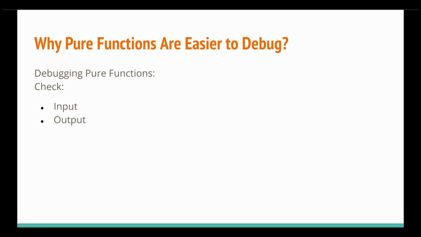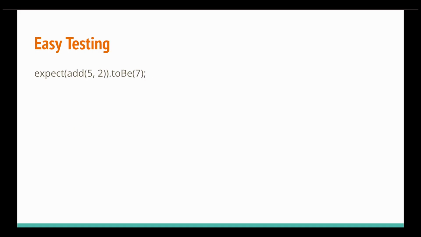Why are pure functions easier to debug? Debugging a pure function is simple. If something goes wrong, you only need to check what went in and what came out. There are no hidden dependencies or global changes. Pure functions are also extremely easy to test. You don't need a database, APIs, or global variables. Just give the function an input and check the result. That is it.